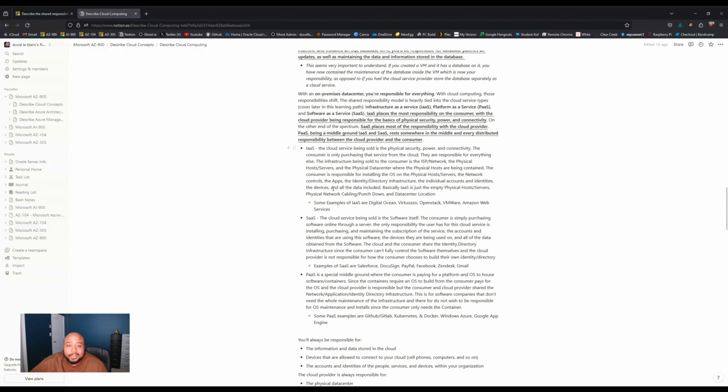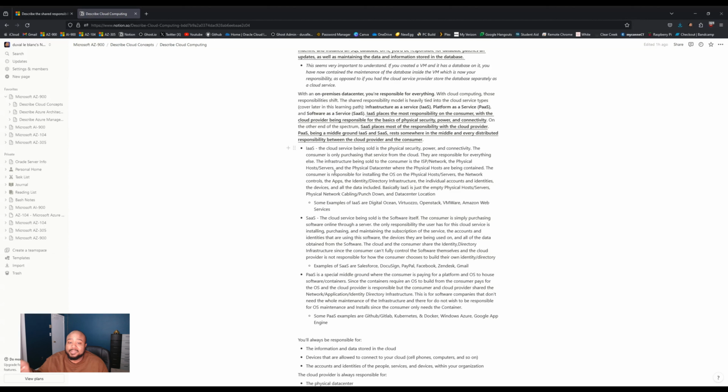In my notes here, I wrote some good stuff. So, infrastructure as a service. This is my notes. The cloud service being sold is the physical security, power, and connectivity. The consumer is only purchasing that service from the cloud provider. They are responsible for everything else. The infrastructure being sold to the consumer is the network internet, the physical host servers, and the physical data center where the physical hosts are being contained.